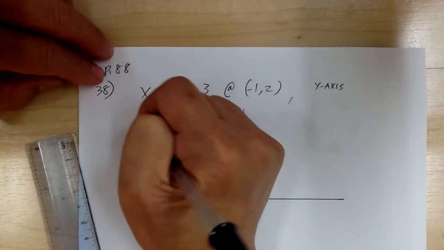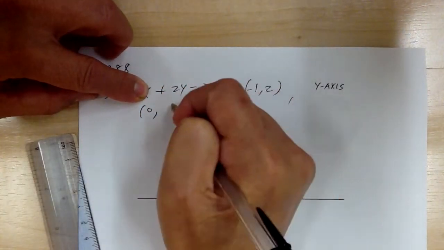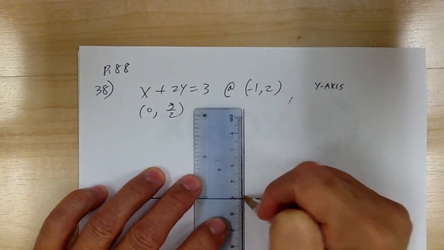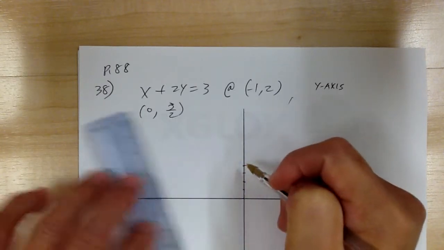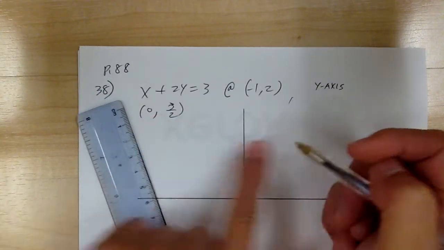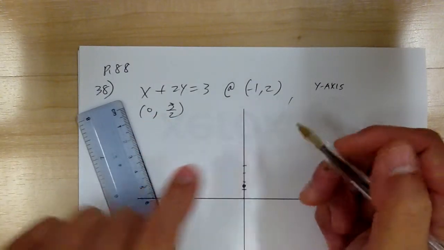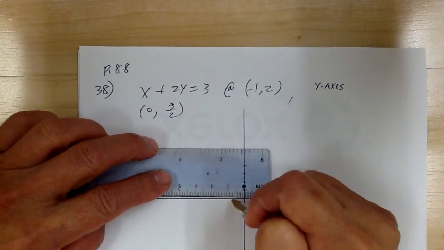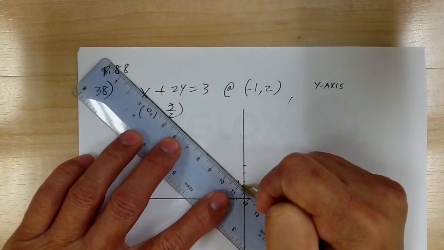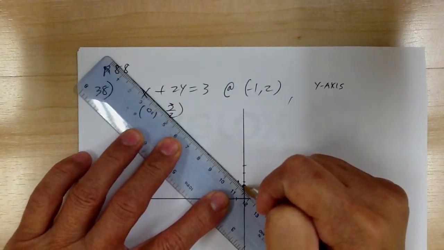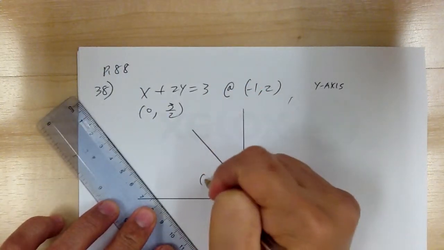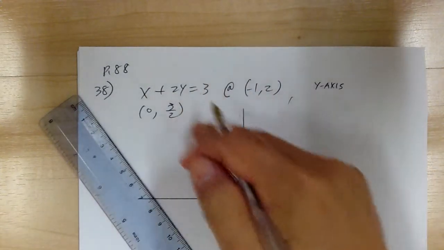If you let x = 0, then y will equal 3/2. So 3/2 is 1.5, so it'll be right over here. Now you don't have to make a second point because you already have another point right over here: (-1, 2). Okay, so that's your tangent line.